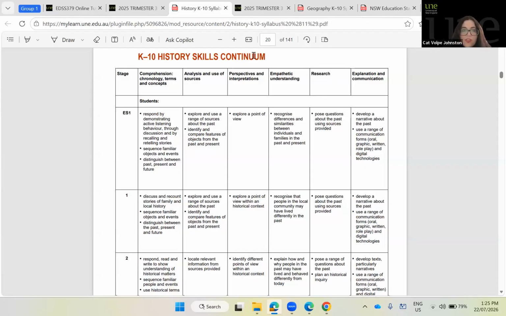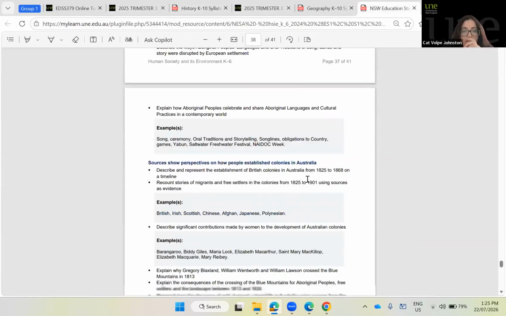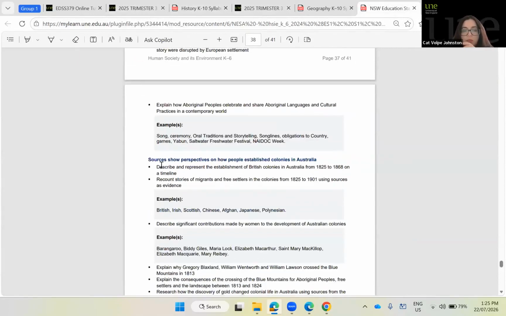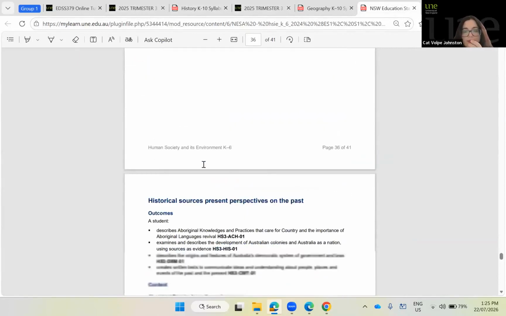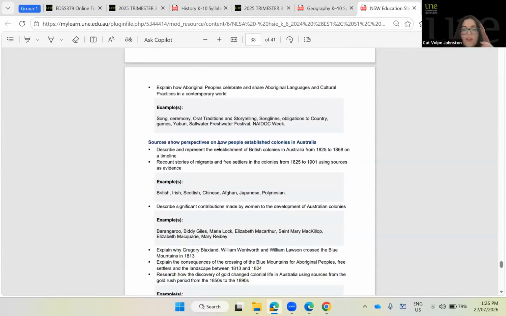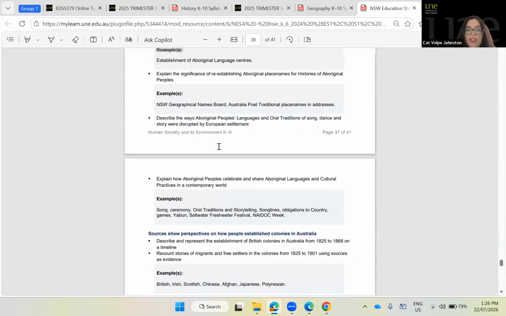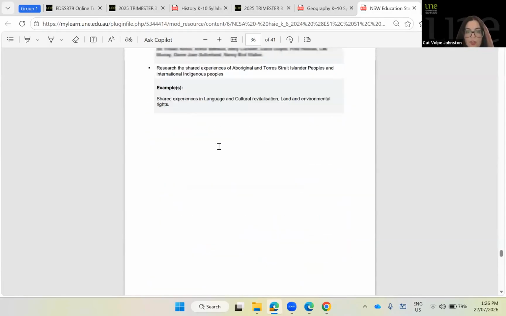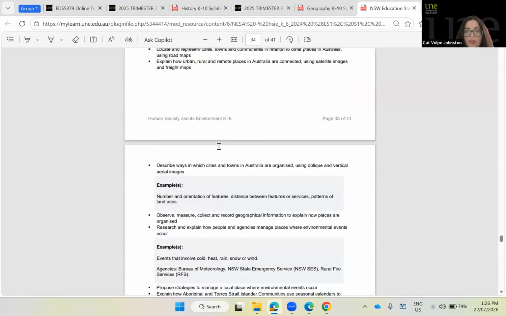And as we look at the current syllabus, you're looking for example, here, where this one is stage 3, show sources, show perspectives. There's skills right there. So analysis and use of sources, looking at point of view. So that hasn't changed. Let's have a look through another history unit of work.